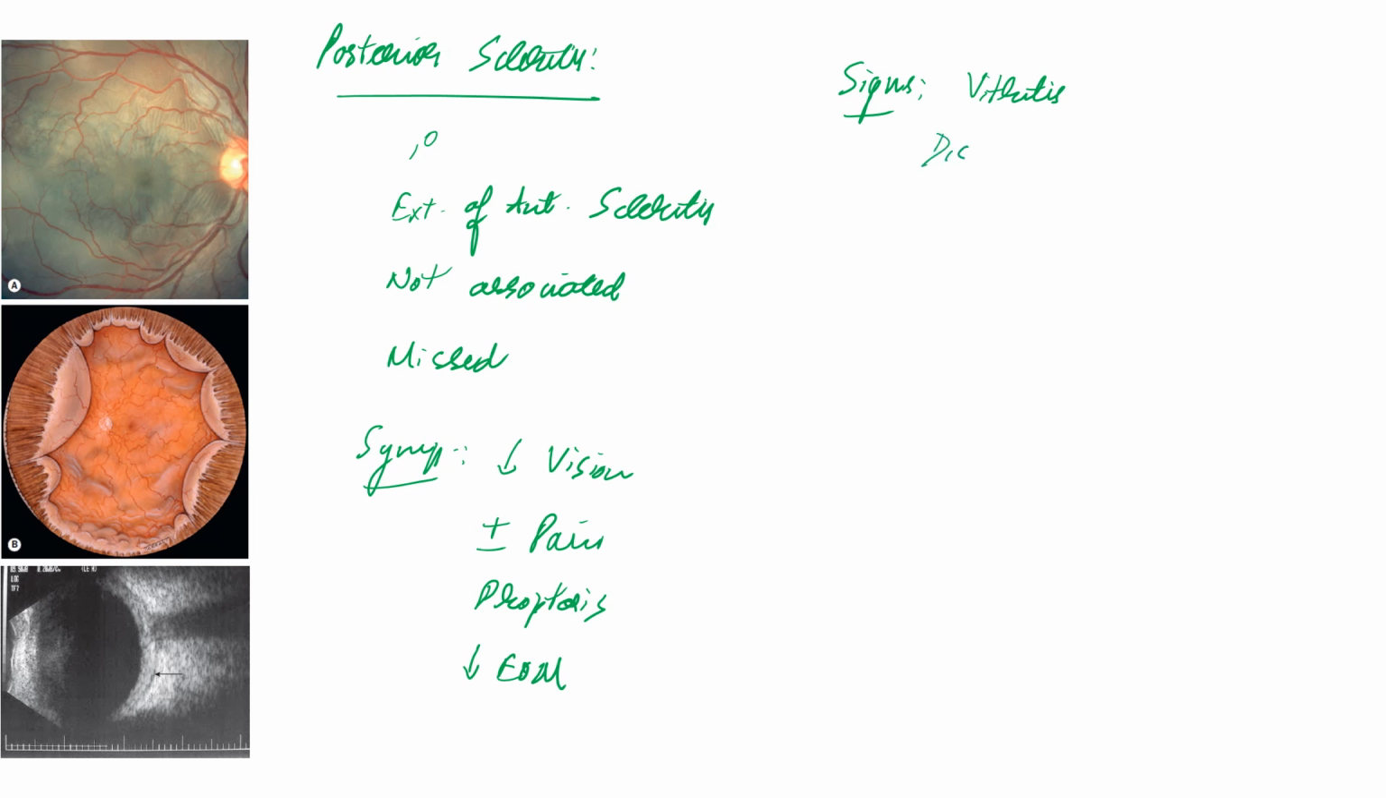disc edema, macular edema. This picture shows a case of posterior scleritis with choroidal folds. There can also be choroidal detachment, uveal effusion as you can see in this picture with exudative retinal detachment.